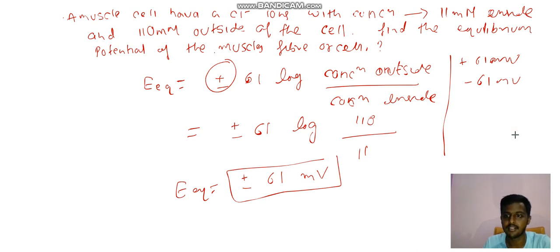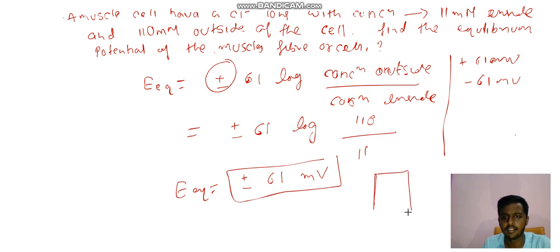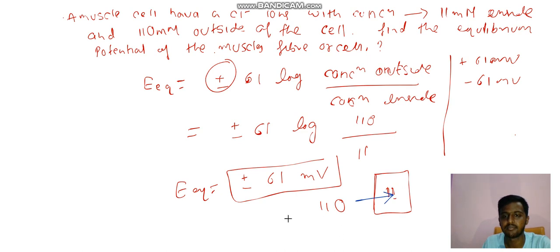So what will be the charge? See here, this is a cell. Outside concentration is 110, inside is 11. So to reach equilibrium, what will be the direction of the charge flow? The direction will be outside to inside.